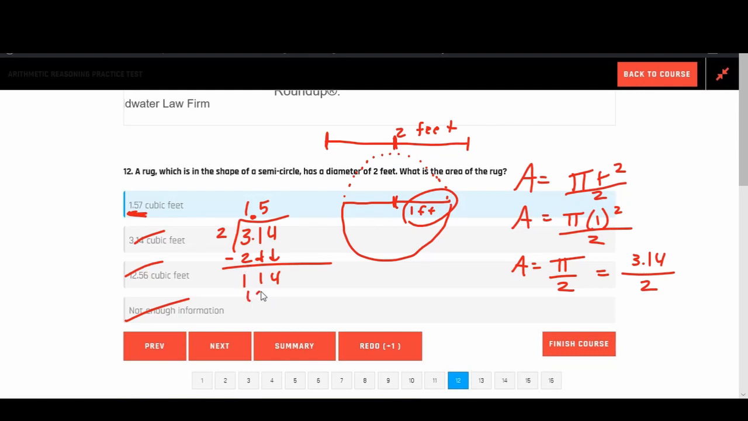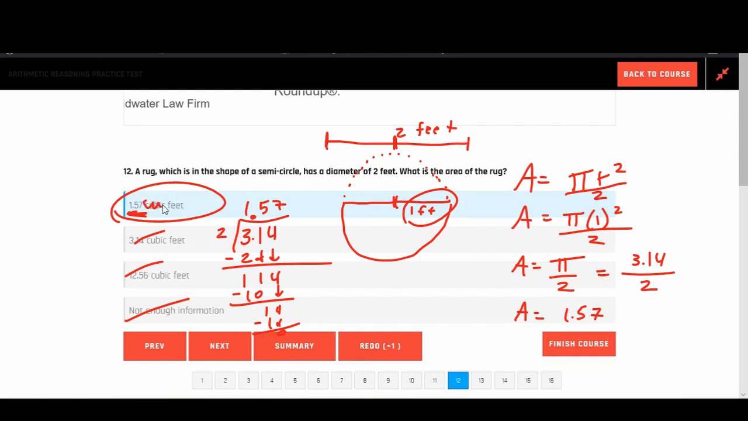5 times 2 is 10. 11 minus 10 is 1. Drop down this 4. 2 goes into 14 7 times without going over. 7 times 2 is 14. Subtract. We can see that the answer is going to be 1.57 cubic feet.